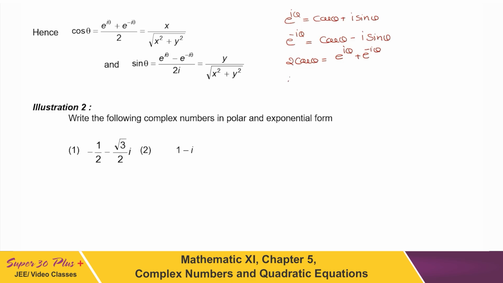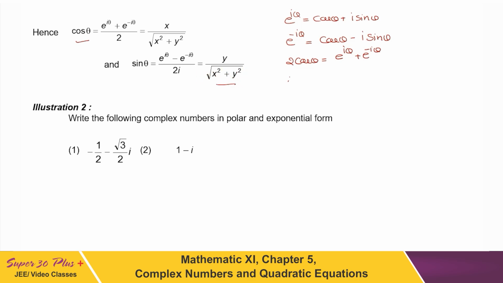That's why you can find cos theta is equal to (e^(iθ) + e^(-iθ))/2. And after simplification, you can also find it is equal to x upon under root x square plus y square. Similarly, sin theta is equal to (e^(iθ) - e^(-iθ))/2i, and it is equal to y upon under root x square plus y square.